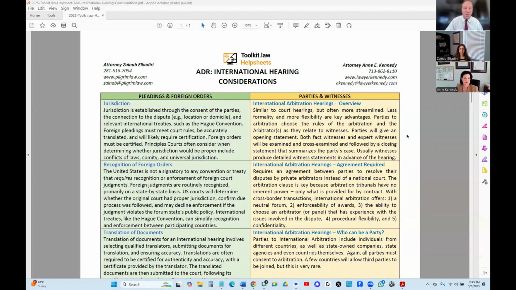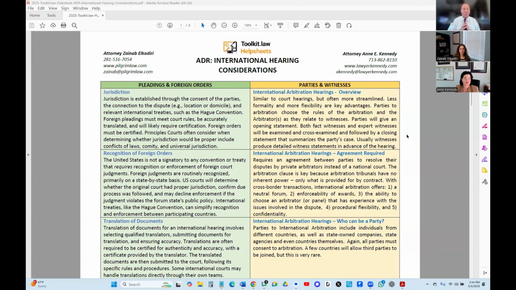We're here with two great attorneys, Zainab Elkadiri and Ann Kennedy, both attorneys in the United States. Our topic is ADR, or Alternative Dispute Resolution, specifically international hearing considerations. They put together this help sheet. Follow along. Zainab, I believe you did the green column, correct?